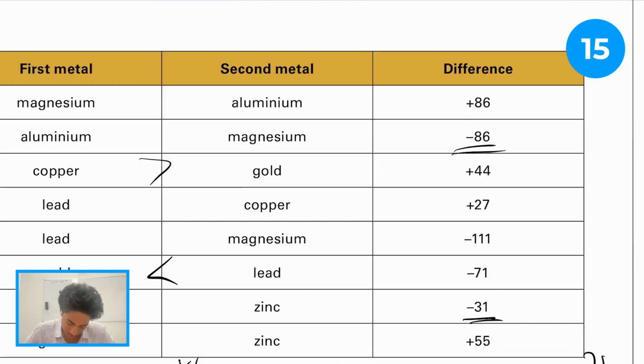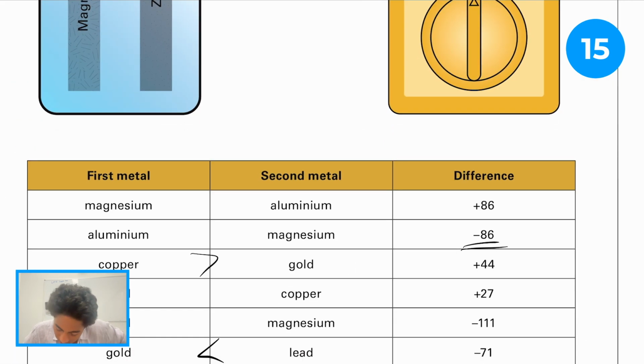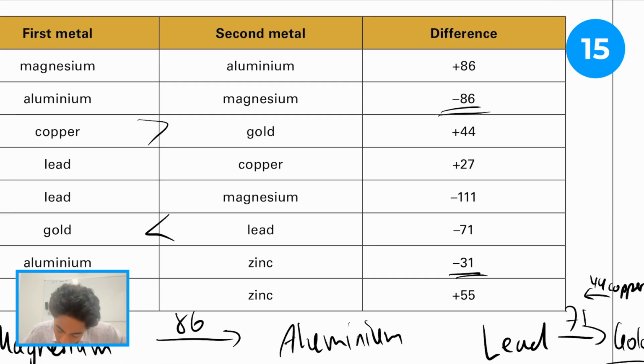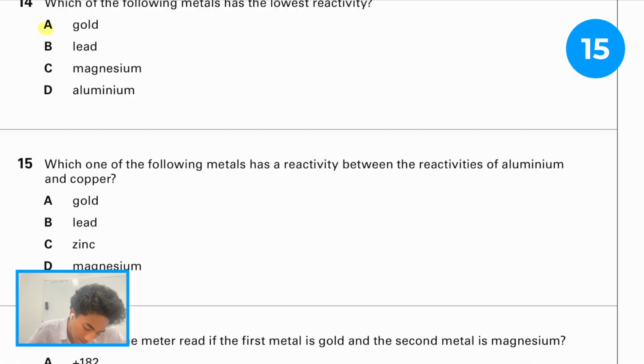Which of the following metals has a reactivity between the reactivities of aluminium and copper? Let's see. Copper is 44 more reactive than gold. That means it's 44 here. But 44 is smaller than 71. That means lead is more reactive than copper, because the difference between lead and gold is bigger than the difference between copper and gold. That means copper should be here. So the metal in between aluminium and copper is going to be lead.